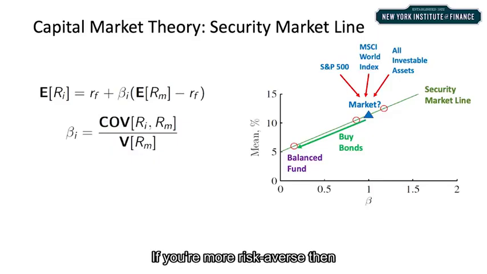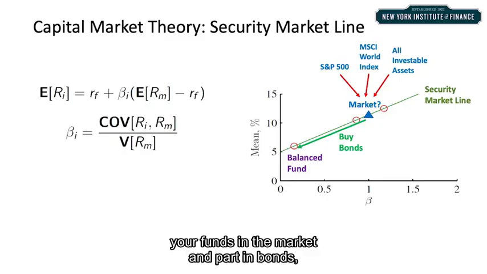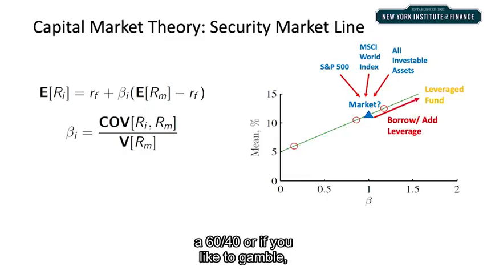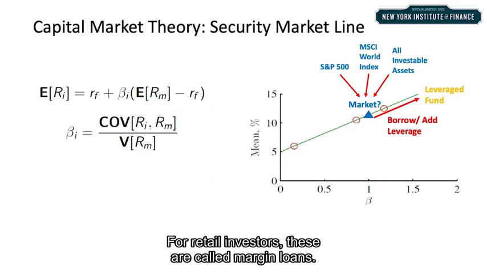If you're more risk averse, then you can adjust your portfolio risk down by investing part of your funds in the market and part in bonds, which is also called a balanced fund or a 60-40. Or if you like to gamble, you can scale your risk up by borrowing money to buy more of the market portfolio. For retail investors, these are called margin loans.